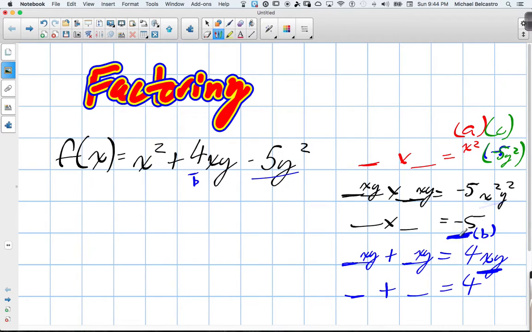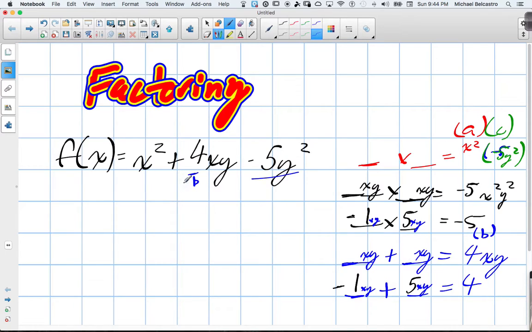Two numbers that multiply to -5 and add to 4. The only factors of -5 are 1 and 5, and one of them needs to be negative. So my two numbers are going to be 1 and 5, and one of these needs to be negative to make it 4. Well, if the 1 is negative, -1 plus 5 is 4, and -1 times 5 is -5. But remember I told you, there's supposed to be an x and a y and an x and a y. We just never really ever talk about this stuff.